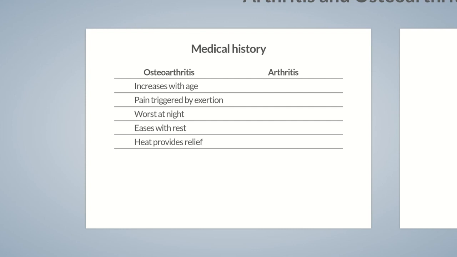So why don't we summarize all of these main points on osteoarthritis? Osteoarthritis occurs primarily in older individuals. Patients usually report increased pain as a result of joint loading, which increases at night and is relieved by rest or heat. Now, let's move on to arthritis.